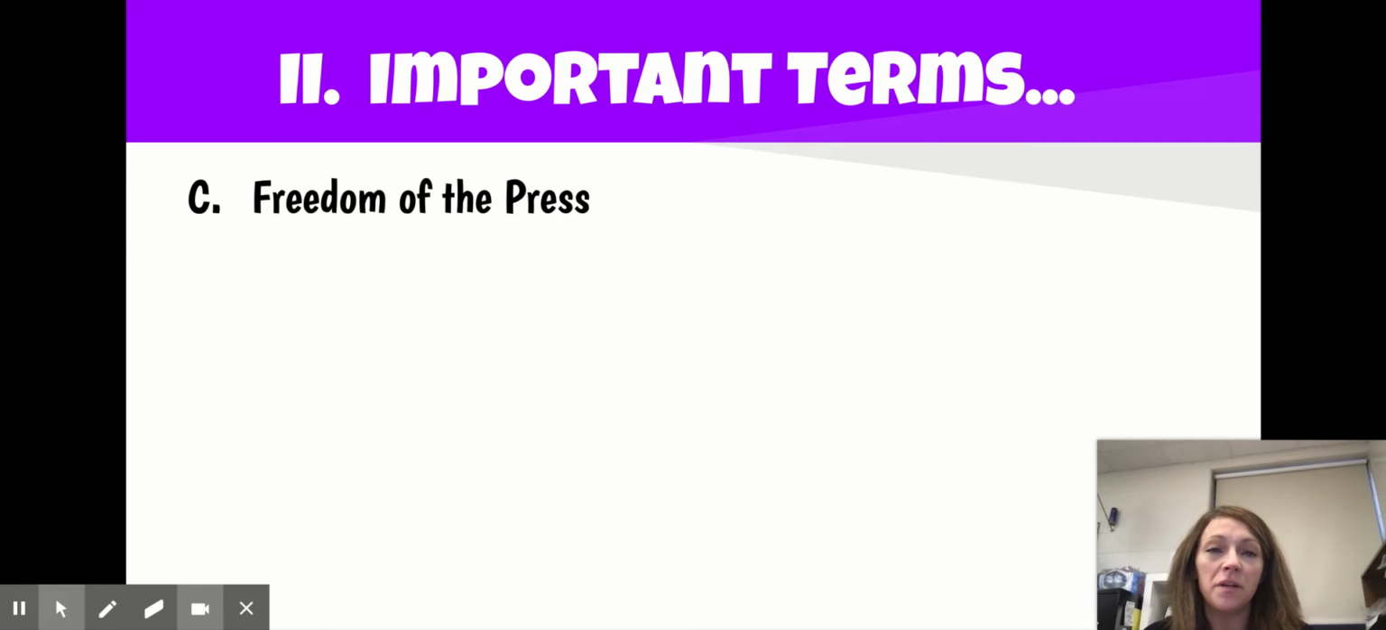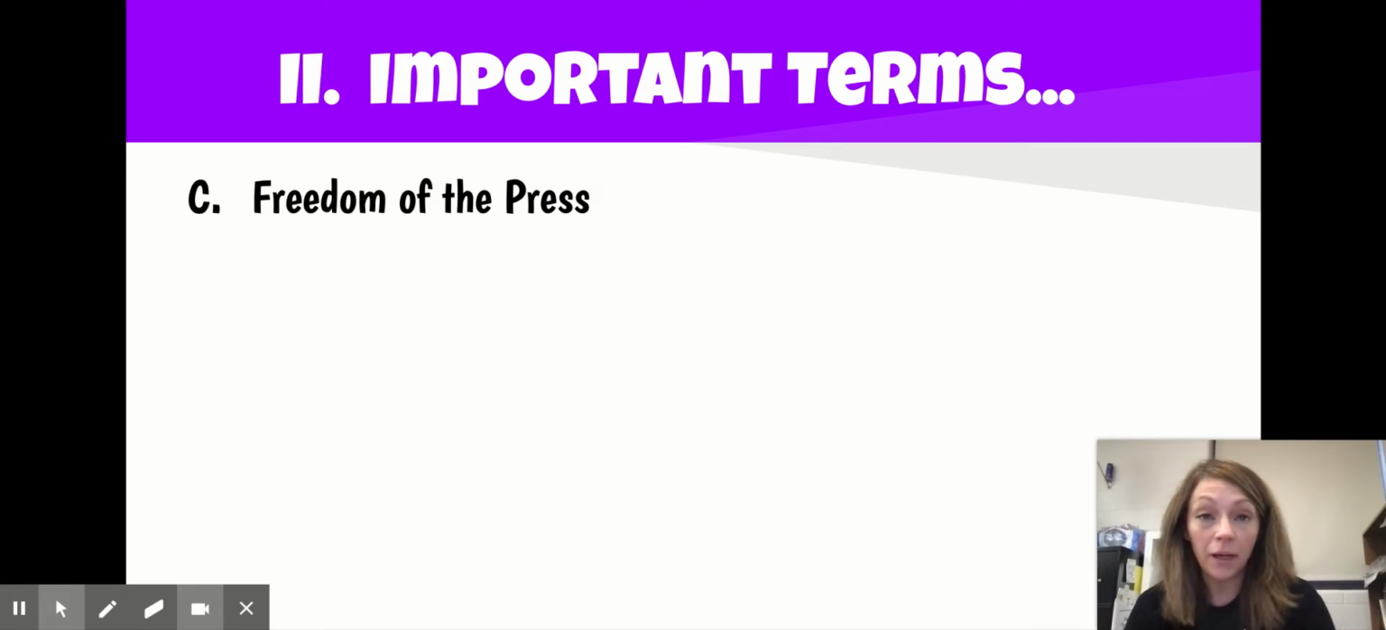This video is going to be focusing on the application of the third clause, second clause, depending on how you look at it, the section dealing with freedom of the press in the First Amendment. Whenever we're talking about freedom of the press, we're talking about the ability of the press or the media to publish information without the government telling them what they can or can't publish.